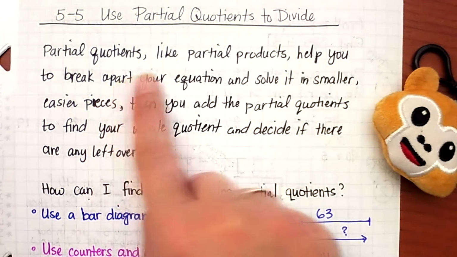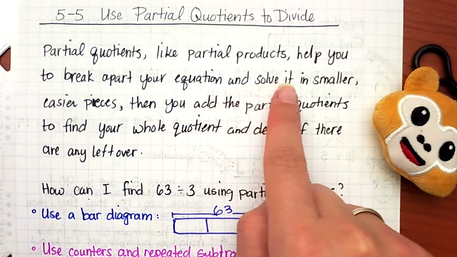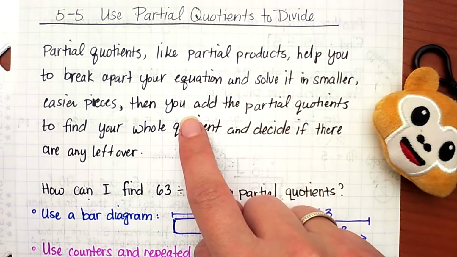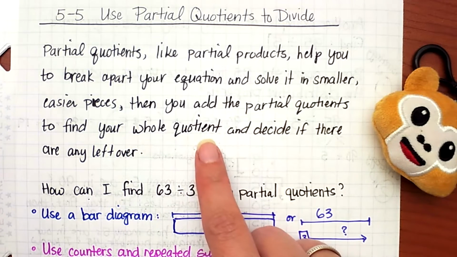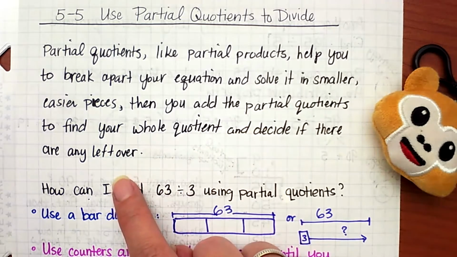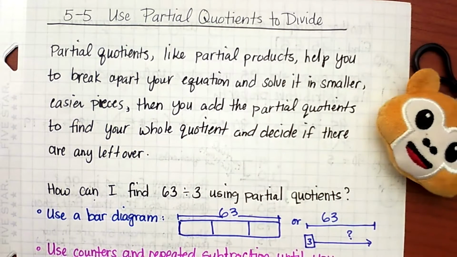So partial quotients, just like partial products, help you to break apart your equation and solve it in smaller, easier pieces. Then you add the partial quotients together to find your whole quotient and decide if there are any left over. So just like with partial products, where we found our partial answers and then we added them together, you're doing the same thing here when you're working with partial quotients.